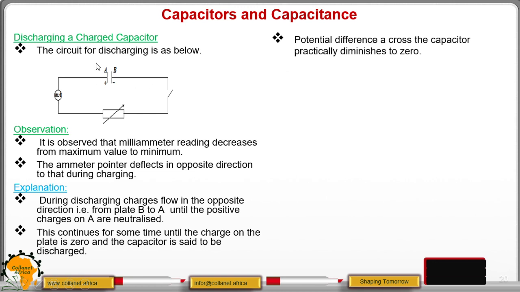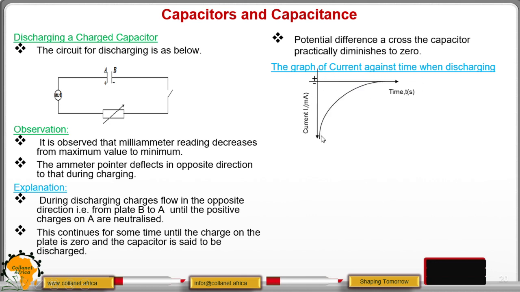Remember now, as you connect the voltmeter here and you are discharging, the potential difference will decrease from maximum to 0. A graph of current against time during discharging, we have it here. As you can see, the current is decreasing from maximum to minimum, but it is in the opposite direction. That is what is happening. It is in the opposite direction. That is what we have as our graph.